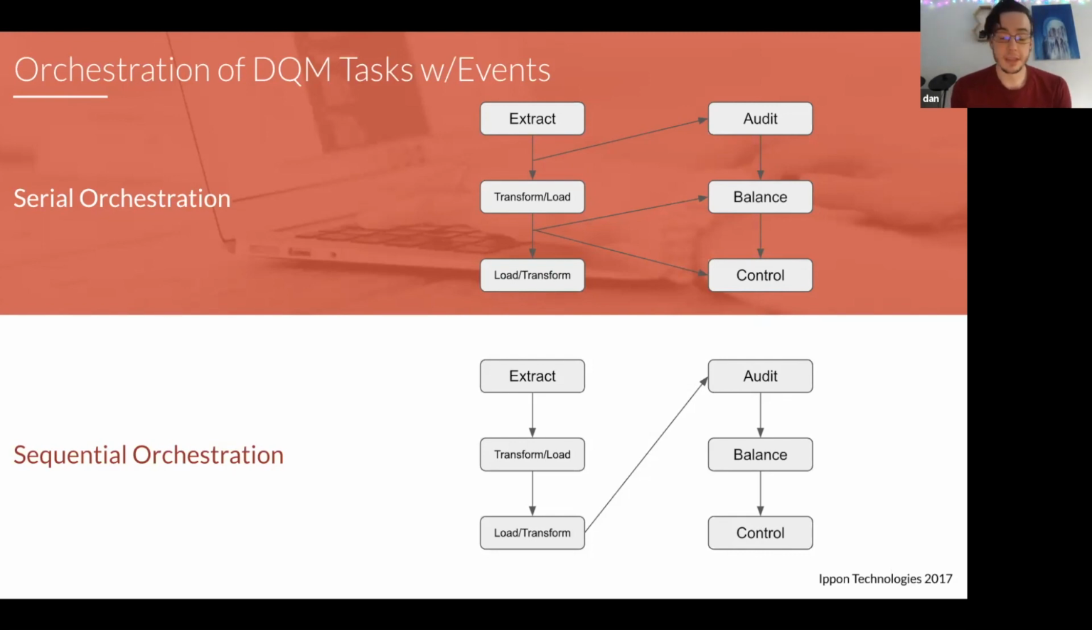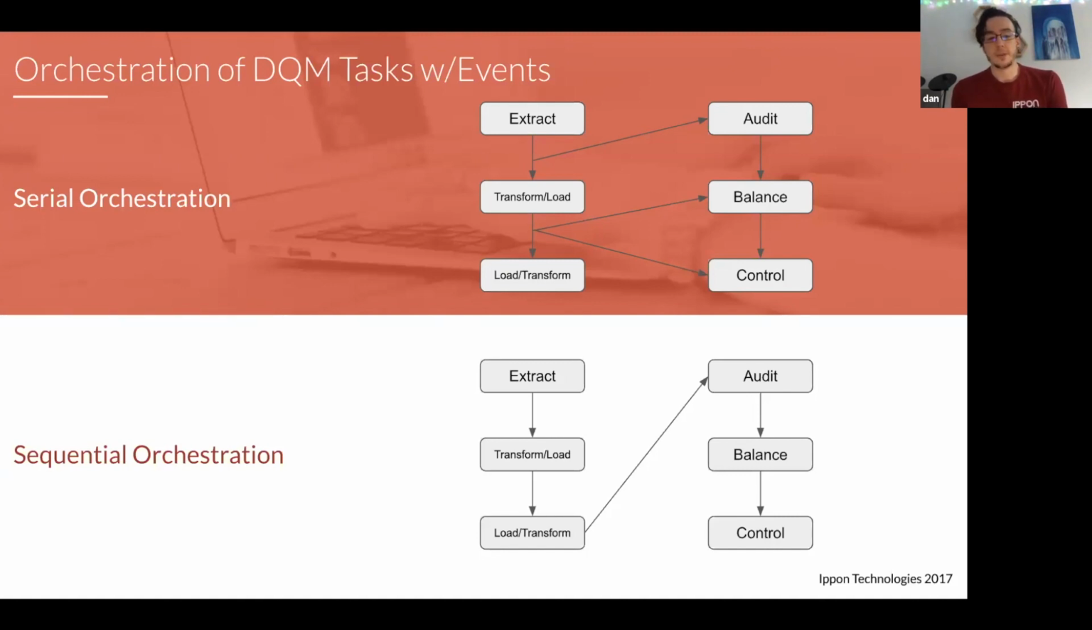By far the easiest way of doing this though is to just have a sequential orchestration, where the extract, transform, and load process is done, and it publishes an event that calls audit, balance, and control. This way you don't have disparate components of your DQM job running or waiting for an upstream process to finish. It's a lot less to orchestrate and a lot less to manage, and it falls in line with the concept that I'm trying to promote in this talk, that events break up these two components.